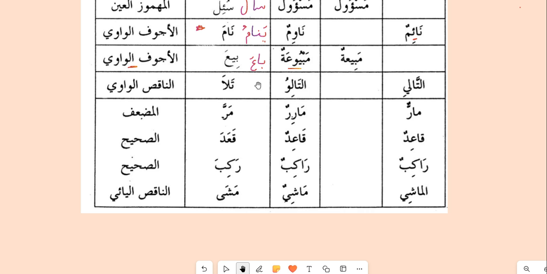Yatlu, the present tense is yatlu, so as you know the alif changes to waw, that's why it's naqis al-wawi. And marun comes from marra, yamurru, so marirun, and the two letters get overlapped and we have marun. Qa'ada, to sit, sahih letters, qa'idun, and we have the scale for ismun fa'il as qa'idun. Rakaba, rakibun, and we have the same scale, rakibun.